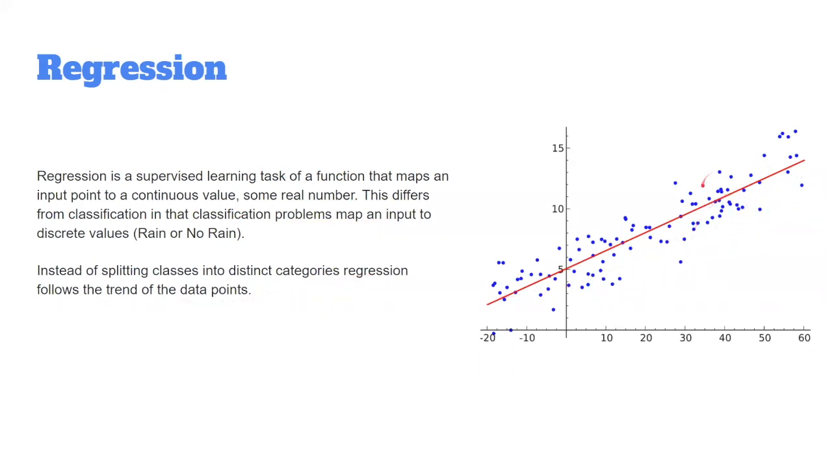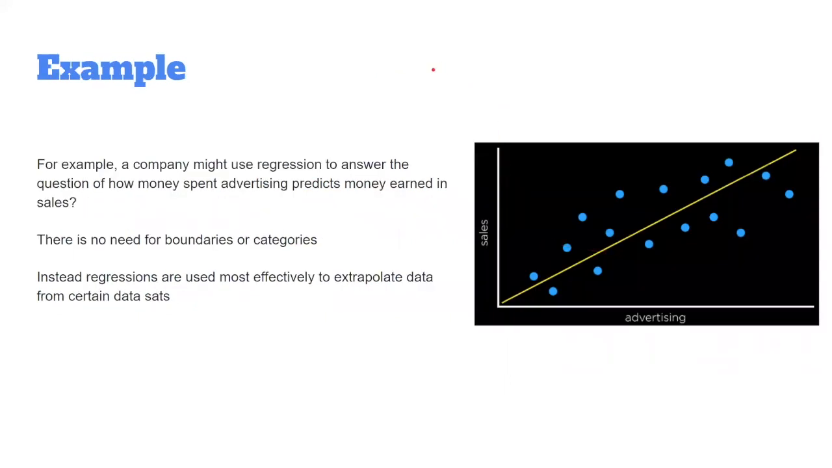As we can see here, this line is not trying to separate two sets of data points at all, but rather it's trying to find a line of best fit, an optimal trend line that follows the data in order to solve different types of problems. An example of where this could be useful: a company might use regression to answer the question of how much money they spend on advertising and predicting the money earned in those sales. There's no need for boundaries or categories at all for a problem like this, but we do need a linear line.